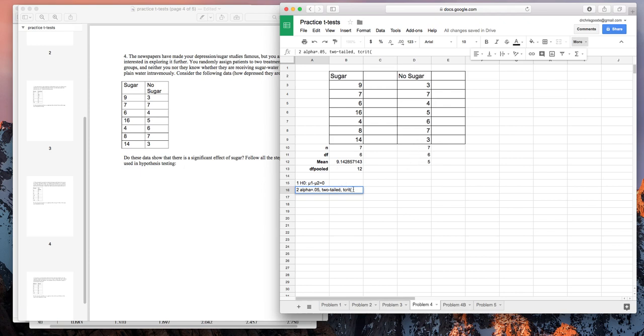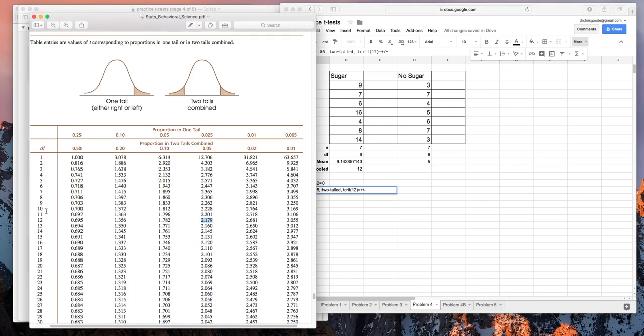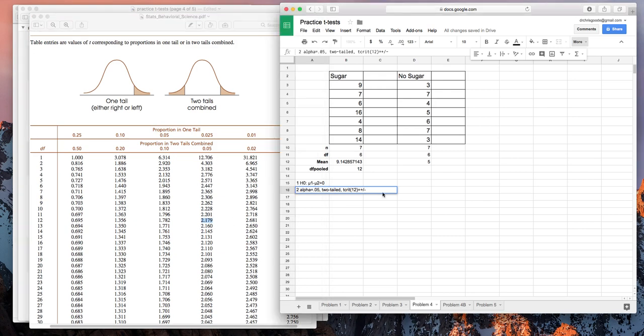And so we get a pooled degrees of freedom of 12, and that means we can go to the table and look up our two-tailed critical values. So 12 degrees of freedom. Oh, look, it's the same as the last problem. 0.05 and 2 tails combined, 2.179. So it's going to be plus or minus 2.179, and that means we can now calculate t. All right. Well, you know the drill by now.